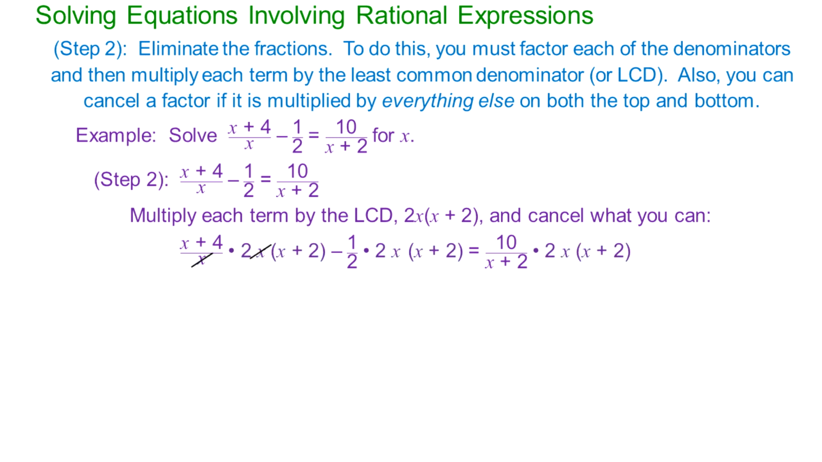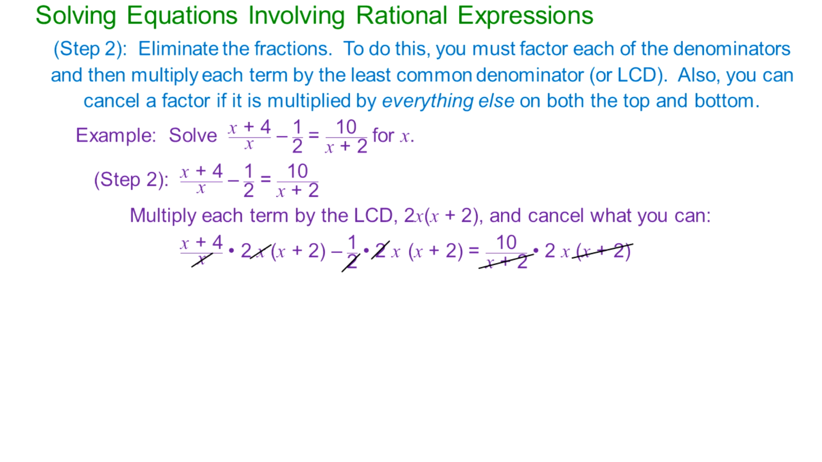In the first part of this equation, I have an x multiplied by everything else on the top and bottom, and so I can cancel these x's. In the second part of this equation, I have a 2 multiplied by everything else on the top and bottom, and so I can cancel these 2's. In the third part, I can cancel the x plus 2's that are multiplied by everything else on the top and bottom.